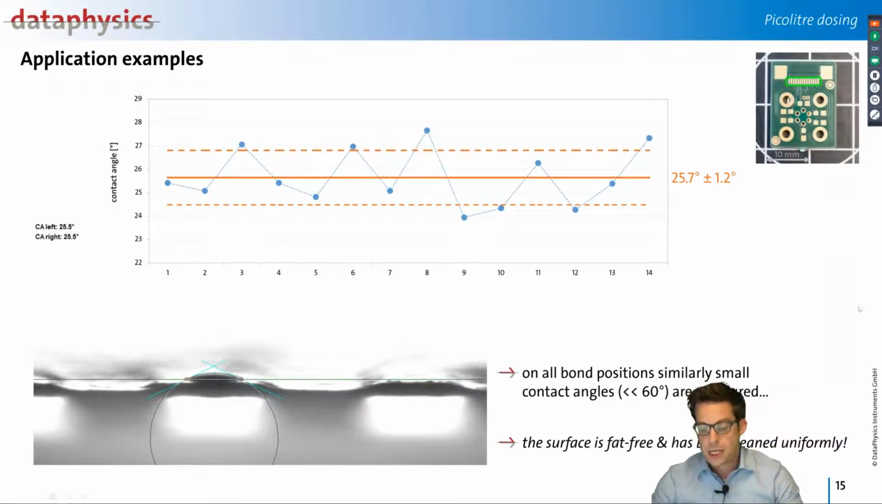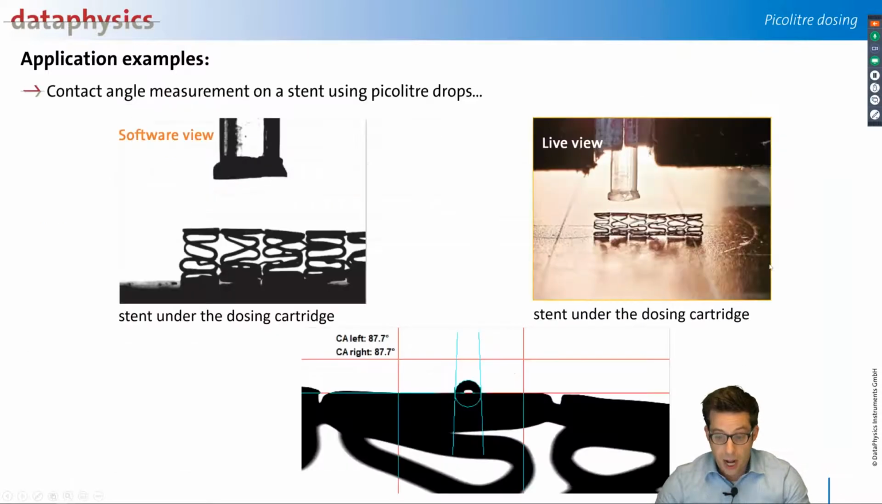which is actually very good for this kind of very tiny drops. So this means for us, even if the surface is very small, if you have a stent, for example, or a tooth implant, we can target the surface, place tiny drops on it, and also analyze them.